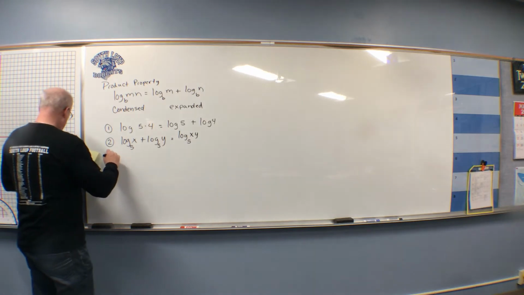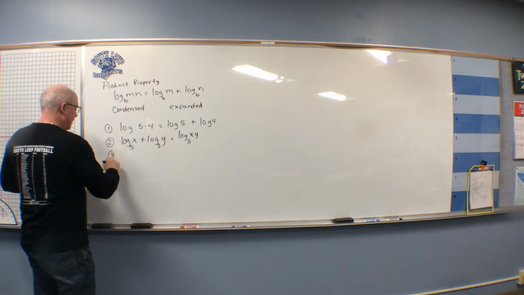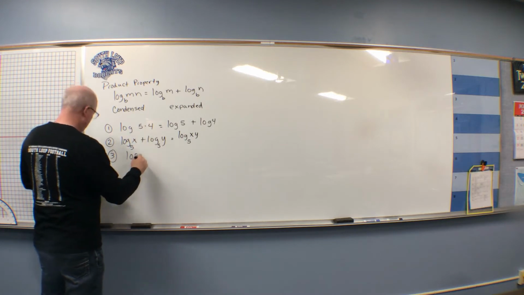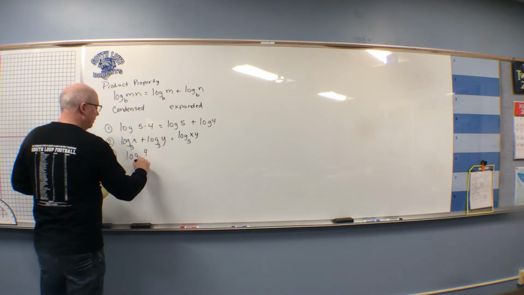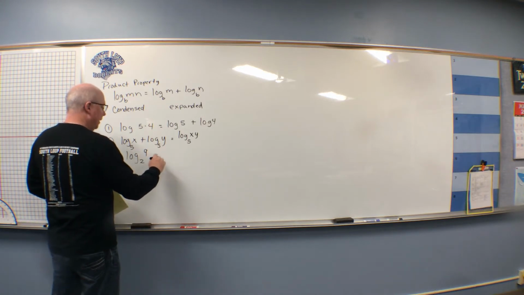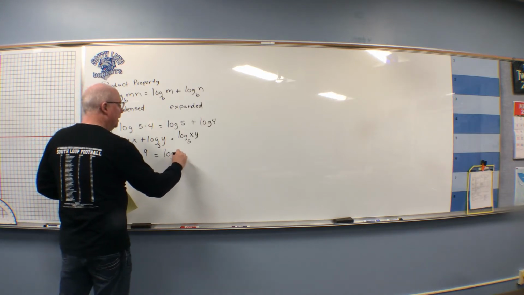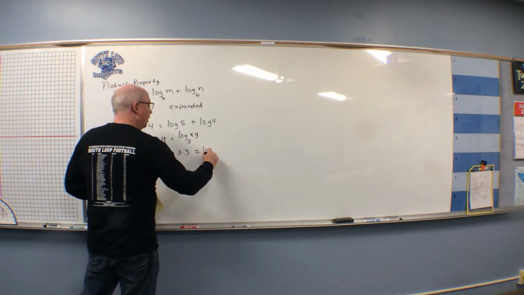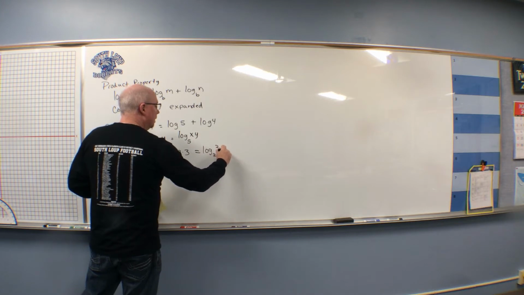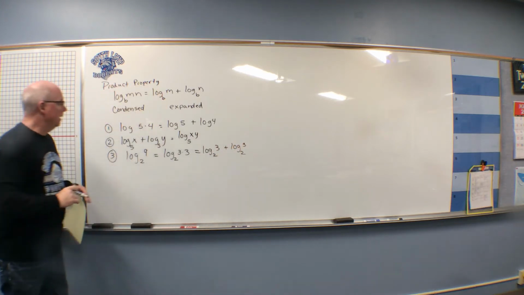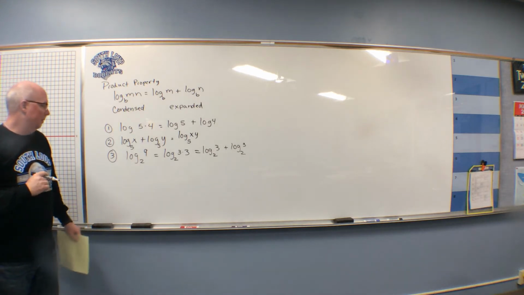I want to look at at least one more example. We can have the log of 9 base 2, and we can expand that into the log of 3 times 3 base 2, and we could write it as the log of 3 base 2 plus the log of 3 base 2. So there are several different things that we can do with the product property.